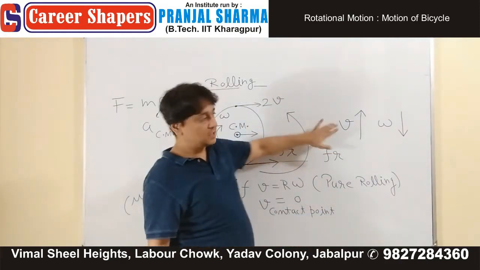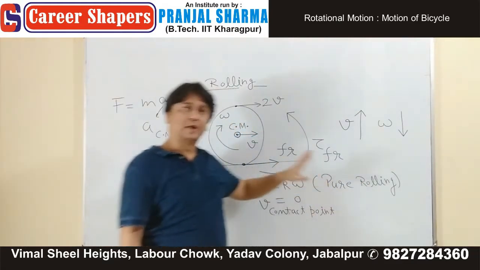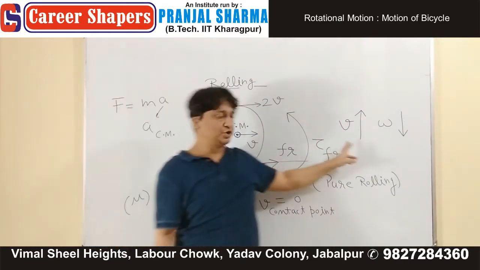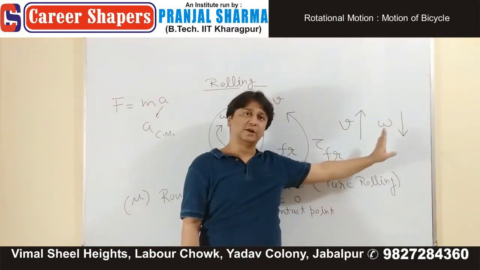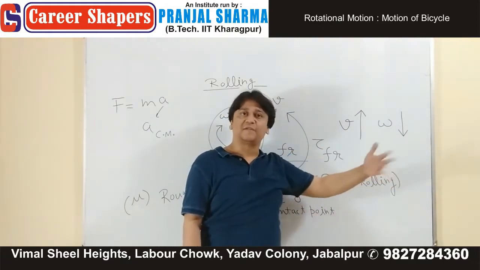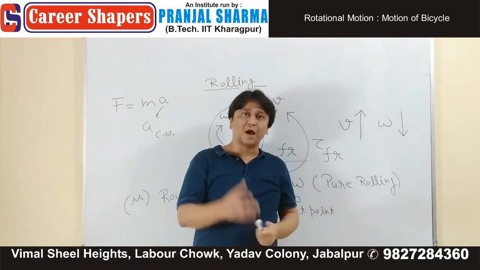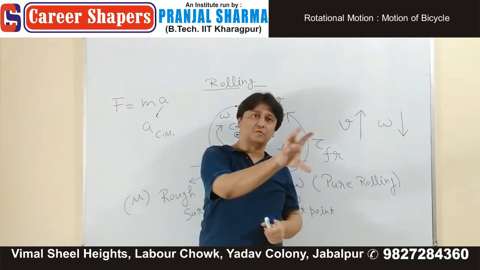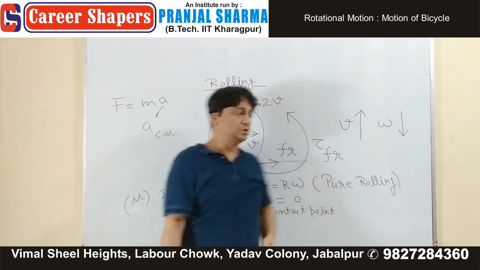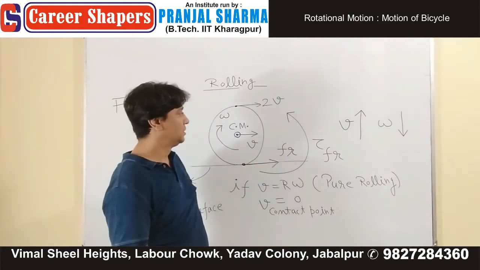Which means if you have a wheel which is in pure rolling, you cannot have friction in the forward direction, because it will create a situation where speed is increasing continuously but angular speed is decreasing. That means after some time, omega decreases and becomes zero. So you have a scenario where the wheel is moving forward and it doesn't have any rotational motion, which is not possible. So a situation like this is not acceptable.